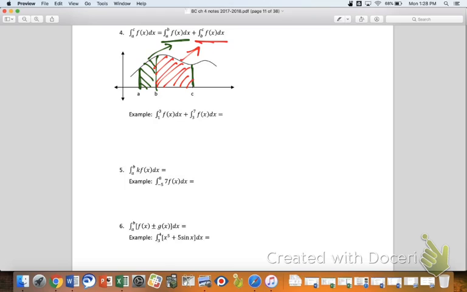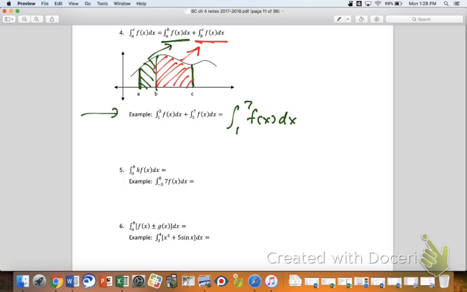So an example here, what would you guys say that expression would be equivalent to? This one right here? Integral 1 to 7. Thank you, Jasmine. I agree. Absolutely. Okay, and then a few more here.